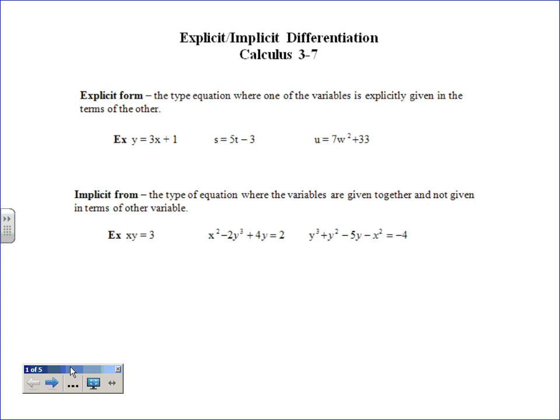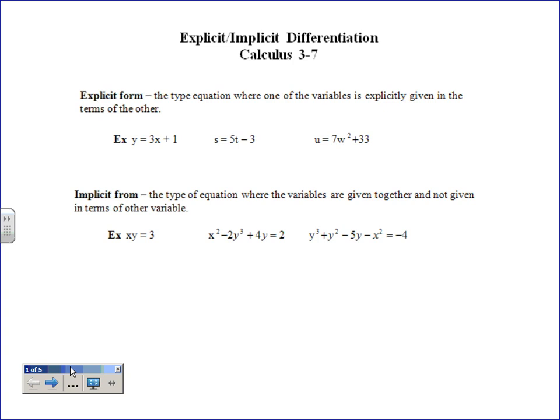And so the first ones here are explicit. It's just y equals this, and you see how there's only one variable over there. Then the second one, s equals 5t minus 3. There's only one variable on that right side that you can use, and it's solved for the other variable. That's explicit. Or the other way, u is 7w squared plus 33. Those are all explicit because it's solved for that variable, and there is only one other variable on the other side. Right? That's pretty straightforward.